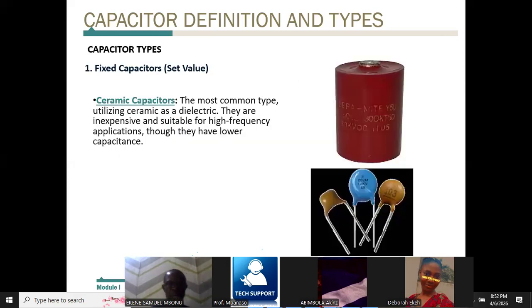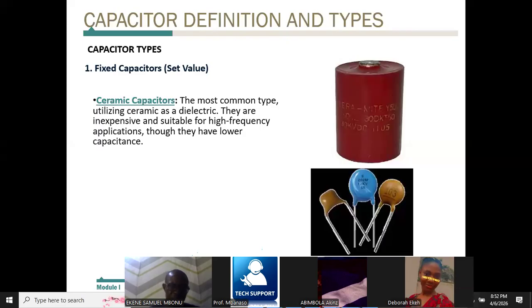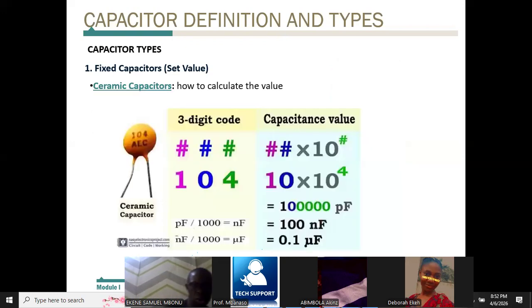Let's go to capacitor types. Number 1, fixed capacitors, which are in categories. Number 1 on the list is ceramic capacitors. The most common type, utilizing ceramic as a dielectric. They are inexpensive. These capacitors, especially this one, with 100 naira you can buy it. Some even 50 naira you can buy it. They are inexpensive and suitable for high frequency application, though they have low capacitance.